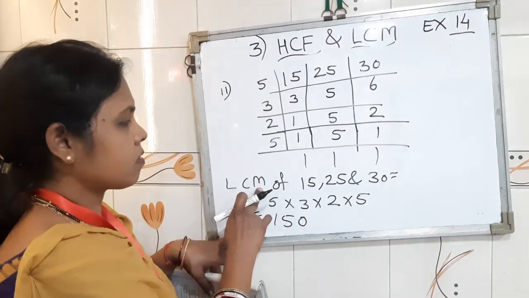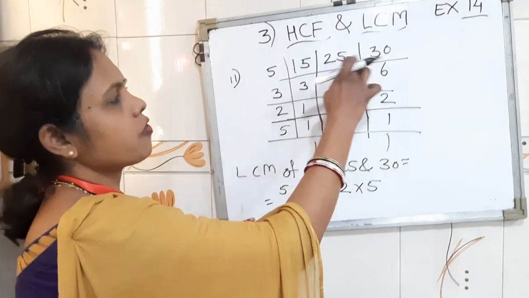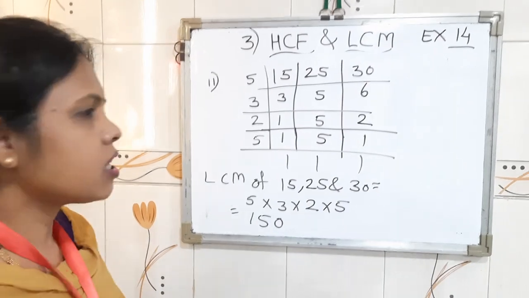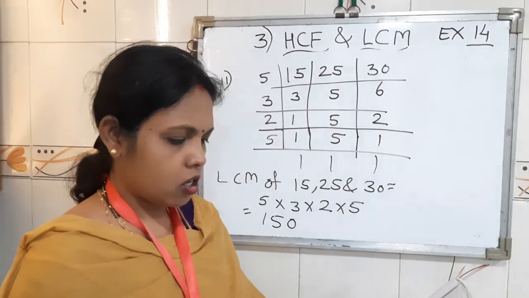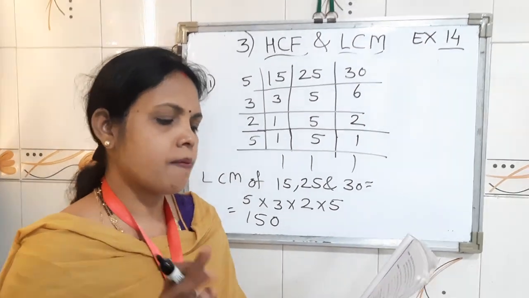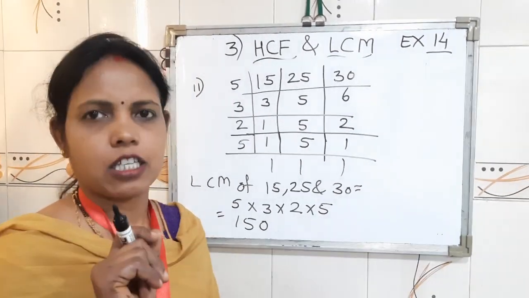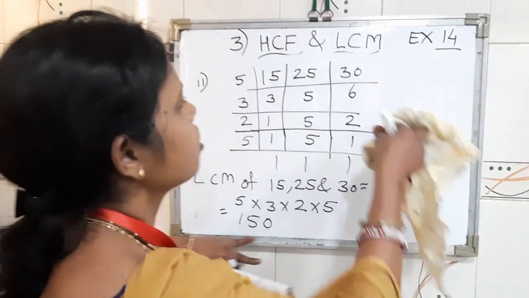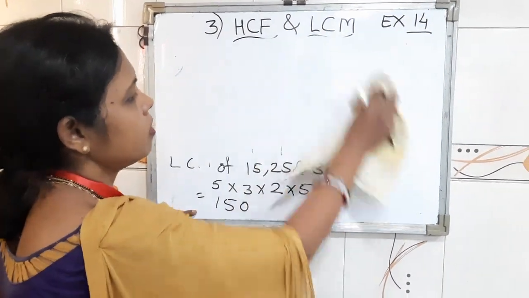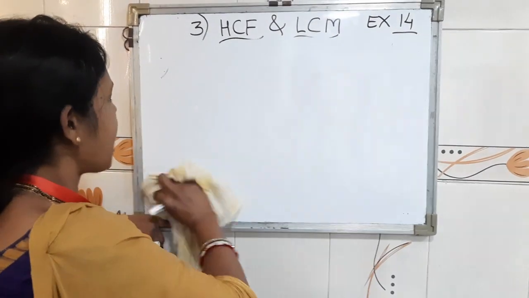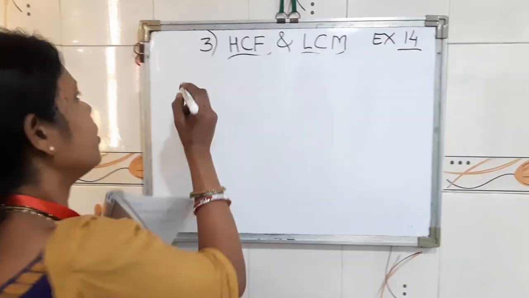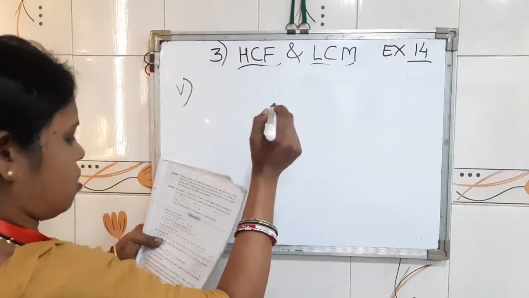Product LCM for 15, 25, 30 equal to 150. So children, here we will solve the last sum. In the last sum, 4 numbers are given. Therefore, we will directly leave question numbers 3 and 4 and move to our last question, that is the 24, 5th one.